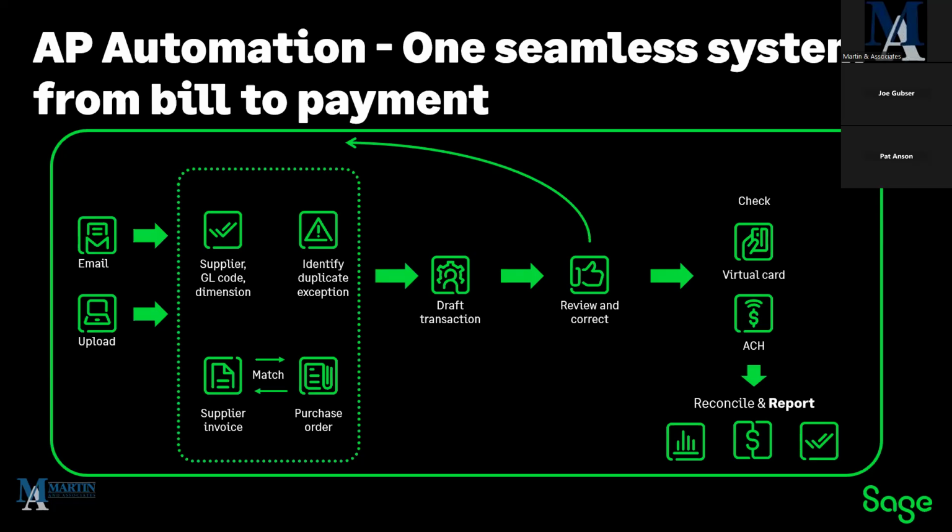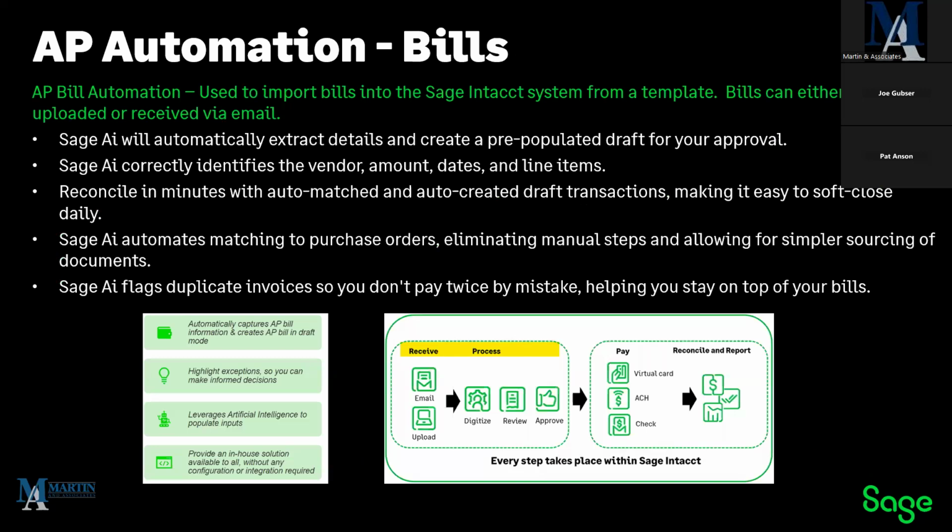And diving into each of those in a little more detail, on the AP automation for bills, choose to import bills into Intacct like we talked about. They can either be uploaded, which I'll show you, or they can be received via email, which I will also show you. Sage will automatically extract and read the data and pre-populate a draft bill for you. It'll work to identify the key data from a bill: the vendor, the amount, the dates, the line items.